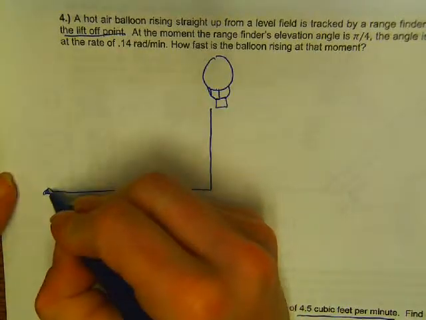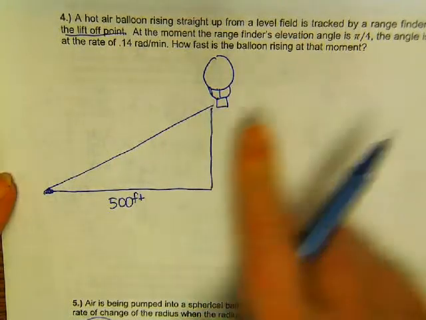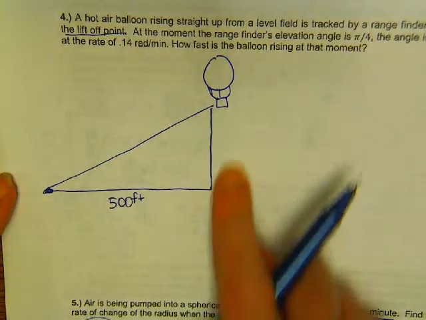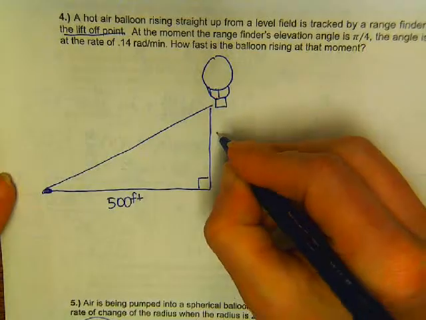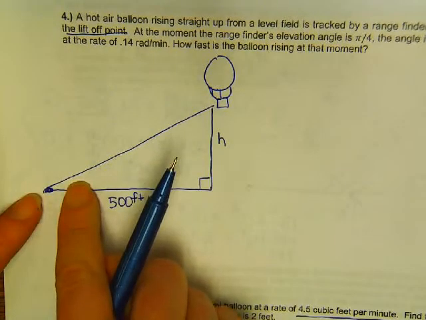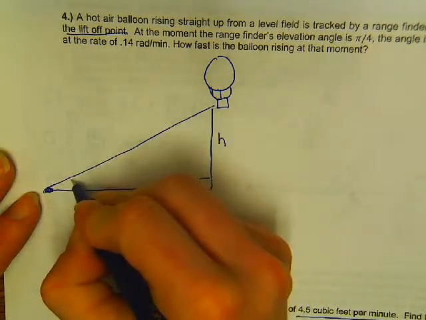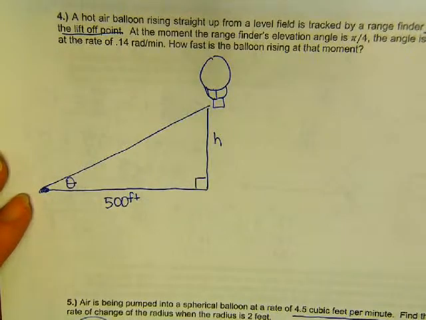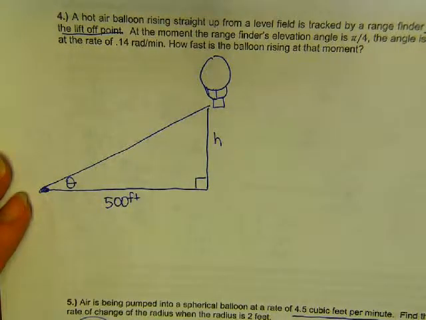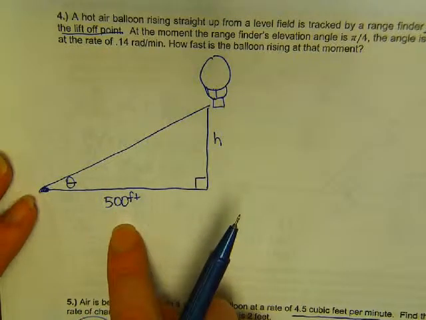So this is the height of the balloon from the ground. Agreed? And then this is the angle of elevation. Okay. Let's talk about what you're given. We already put the 500 in there, correct? Okay.